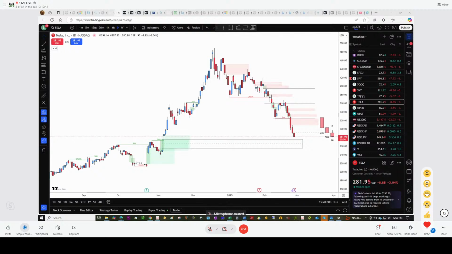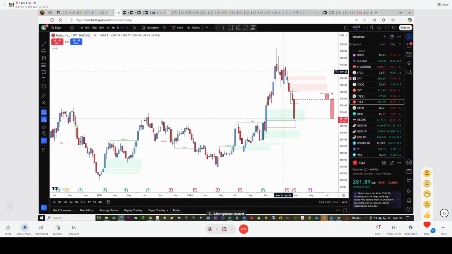I'm looking at this, and you know, everything looks a bit nasty and so forth. But is this really a collapse that's going to take all these lows out?